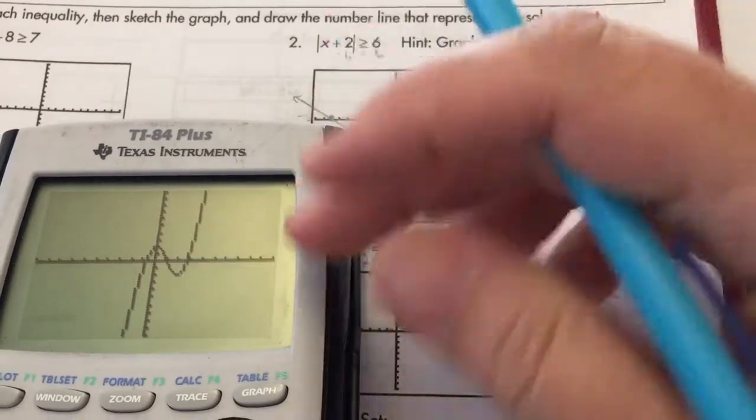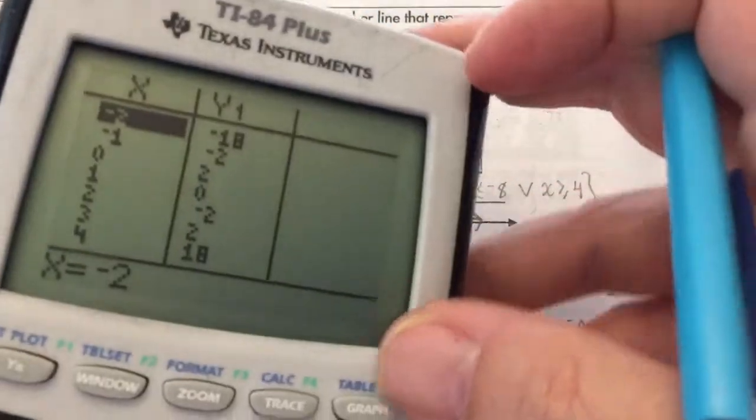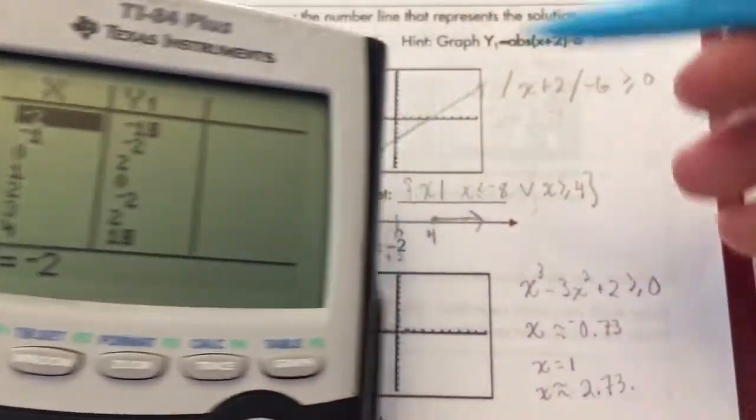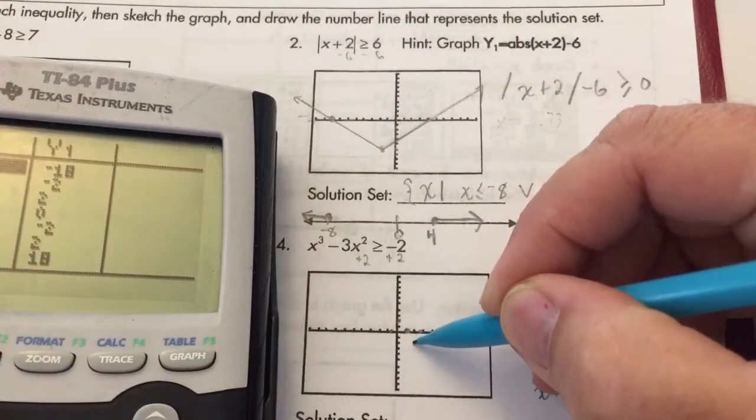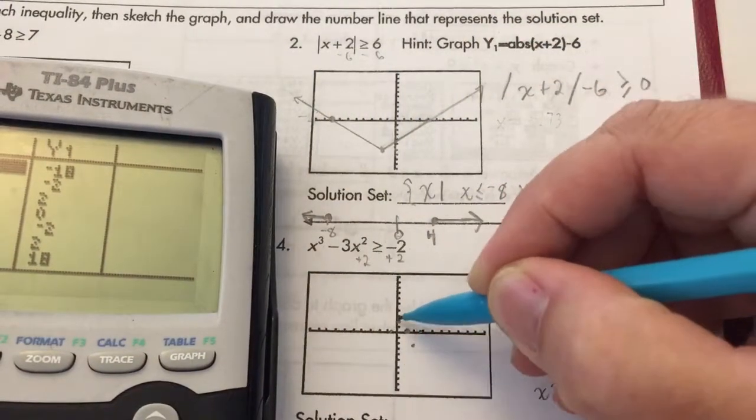What about this point right here? At 2, I'm going to look in my table, at 2, it's negative 2. So 1, 2 is negative 2. That appears to be a minimum.